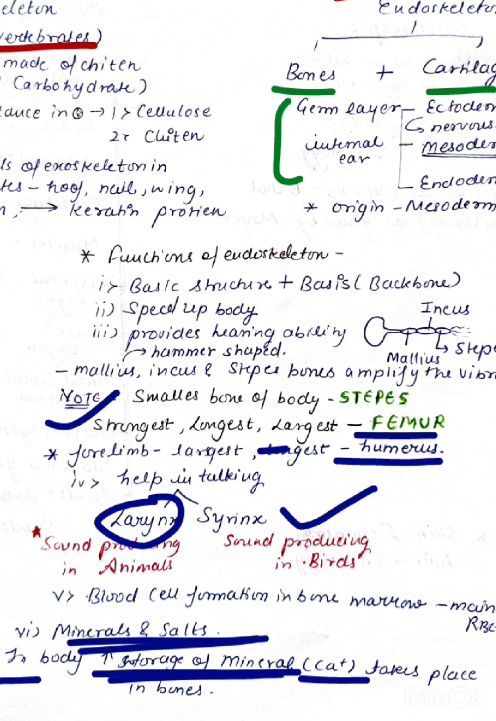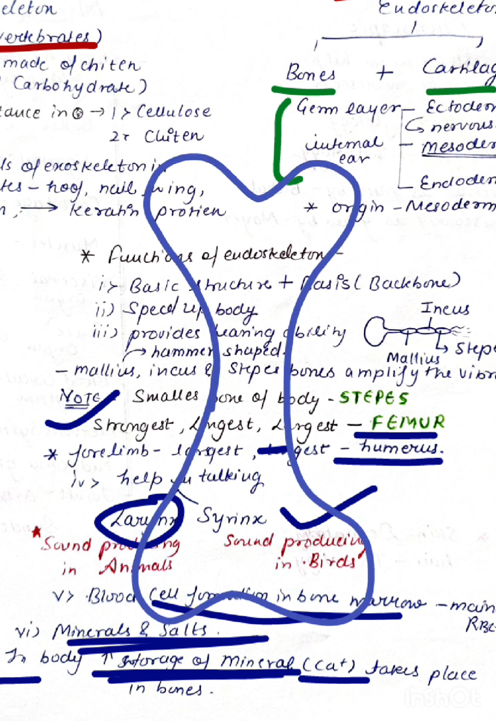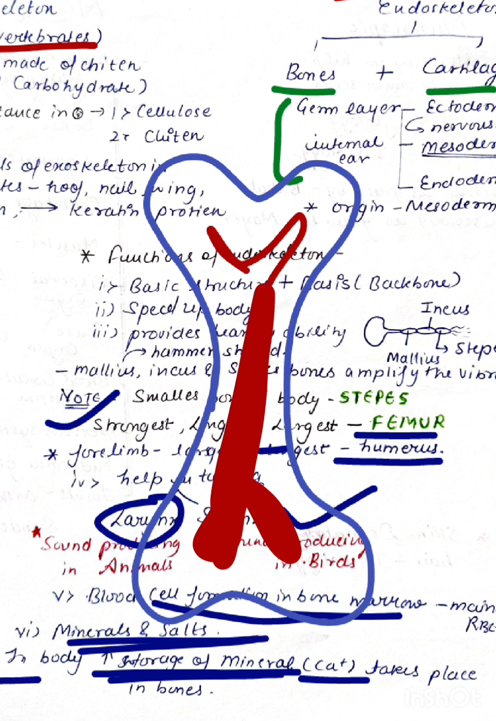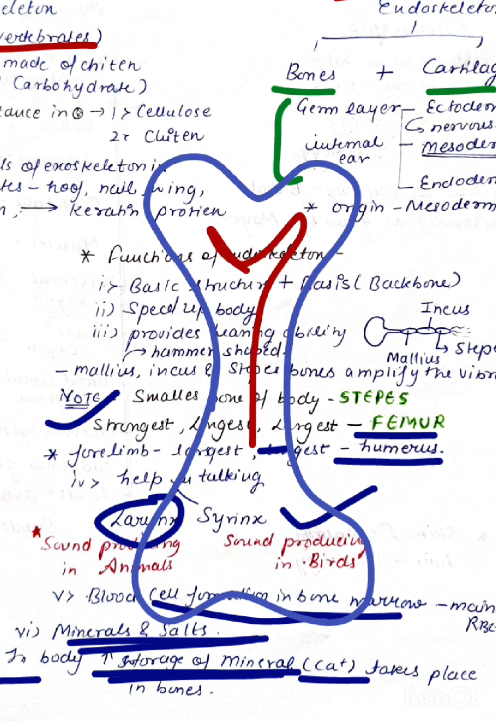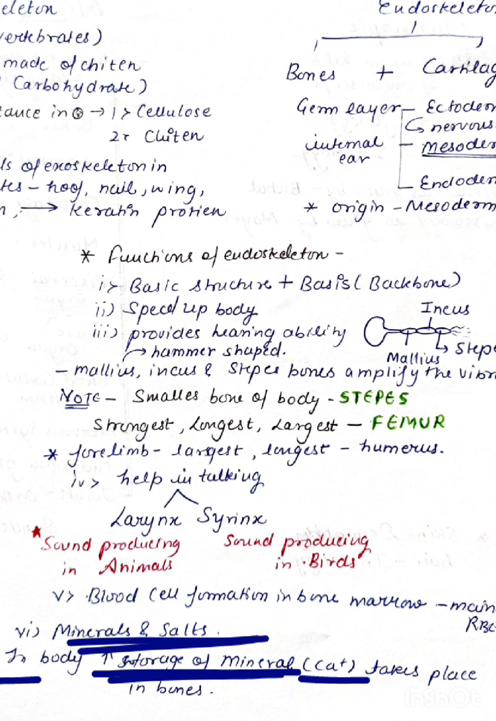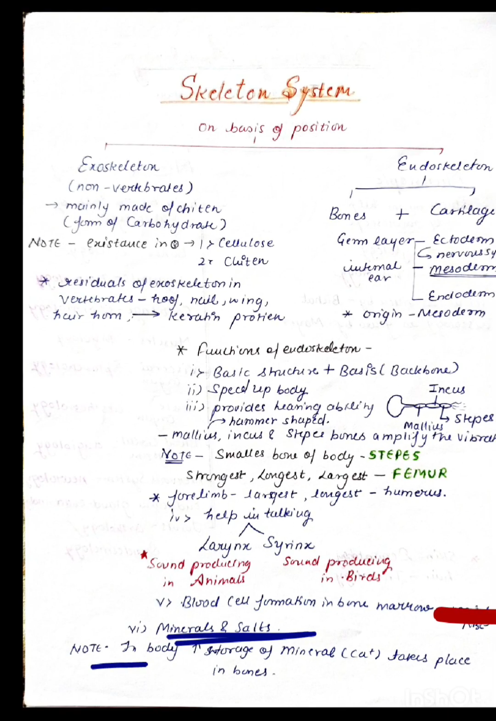Fifth was blood cell formation in bone marrow. Let me clear it out. This is our bone, okay, and this is our bone marrow. The hollow part of the bone is known as bone marrow. So the bone marrow forms the RBC. This bone marrow includes this structure, and this bone marrow forms the RBC. There it is written, RBC.